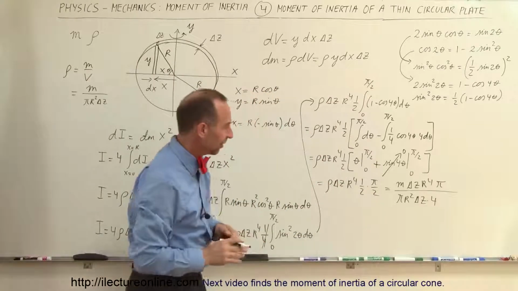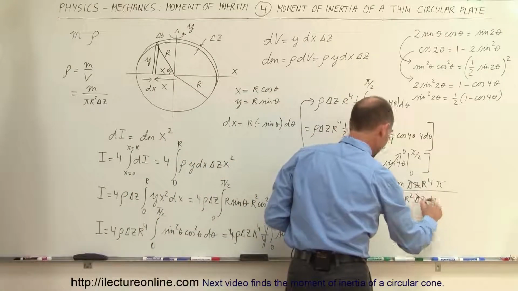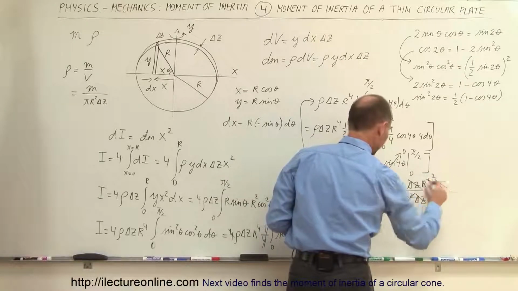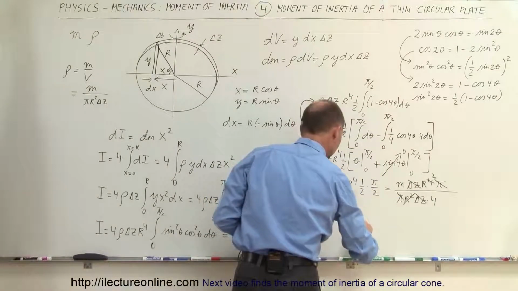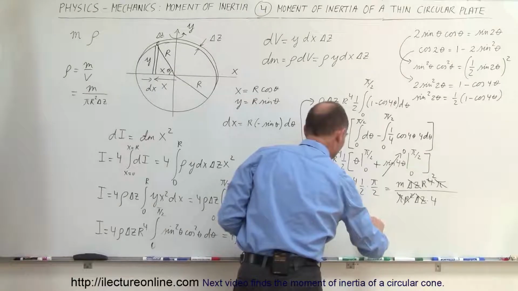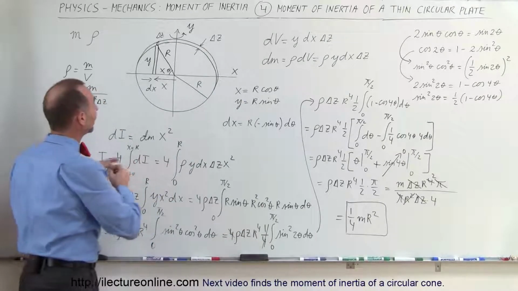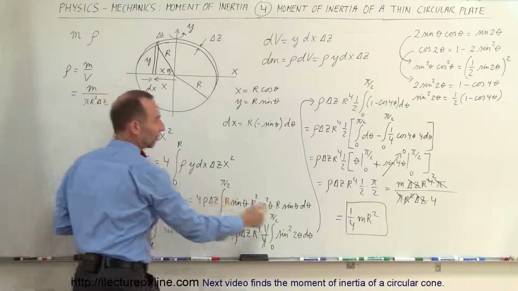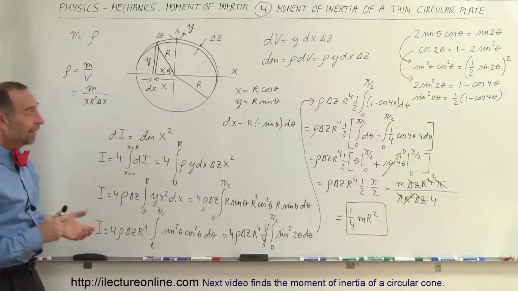Now the fun part starts. I can simplify everything I can here. I have a delta z and a delta z that cancel out. A pi and a pi cancel out. An r squared and r to the 4th becomes r squared. And finally, when I take what's remaining, this is equal to 1/4 m r squared. And that is the moment of inertia of a thin disk rotating about the axis going through the center. So when the whole thing rotates like this, the moment of inertia is 1/4 m r squared. And that's how we do that.